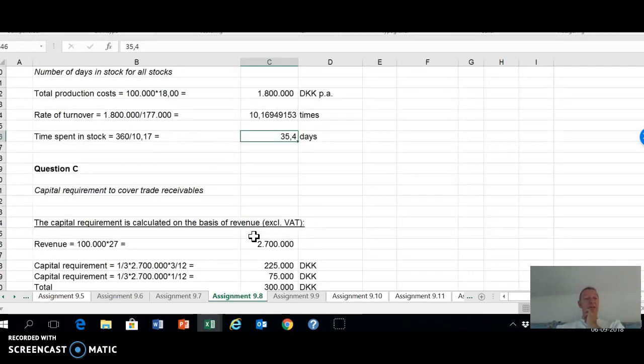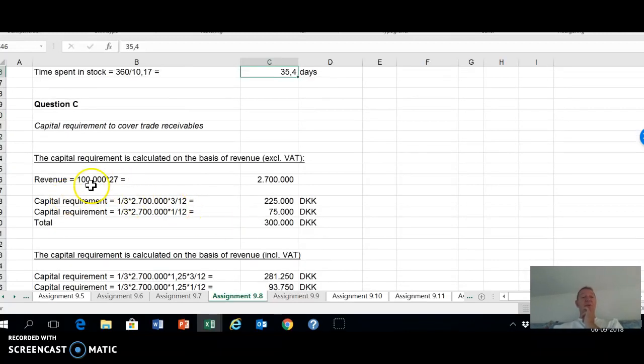If we look at the trade receivables, we have a total revenue of 100,000 multiplied by 27. It's 2.7 million. And we have some sales, 1/3 in cash, and there's no capital requirement, so we don't have to include this. But 1/3 is with 3 months of credit. So we take 1/3 of the total revenue of 2.7 million, divide by 12 to find 1 month, and multiply by 3 to find 3 months. It's 225,000.